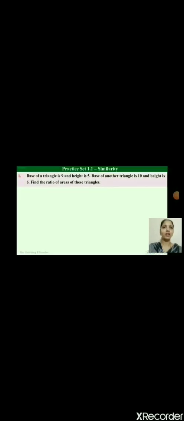Let's start with practice set 1.1. The first sum says that base of a triangle is 9 and height is 5. Base of another triangle is 10 and height is 6. Find the ratio of areas of these triangles. Now here in this sum, the base and heights of two triangles are given and you have to find the ratio of areas of these triangles.